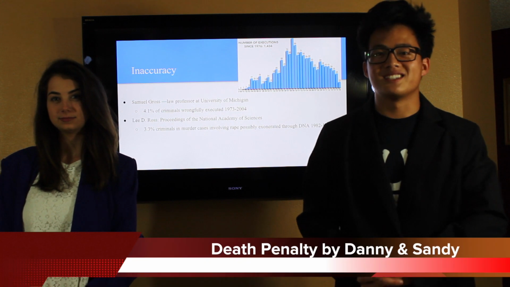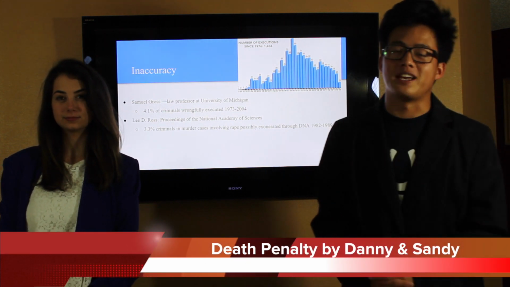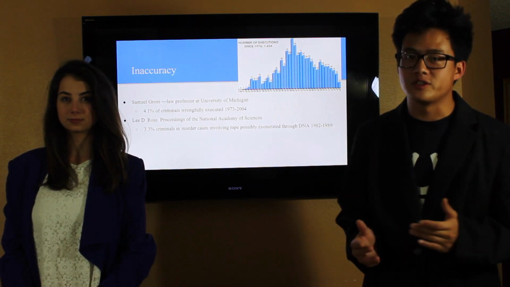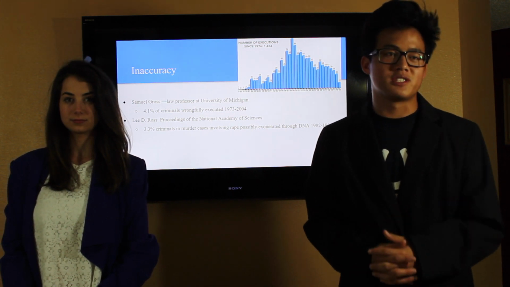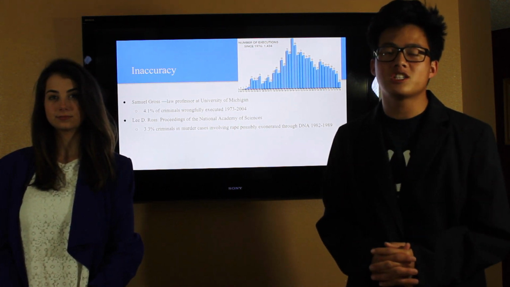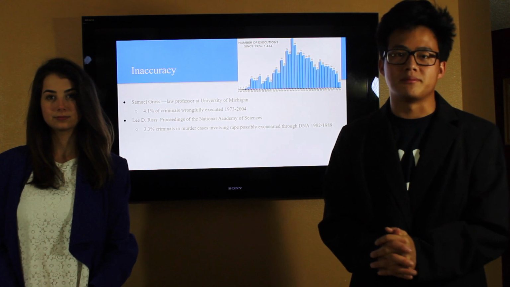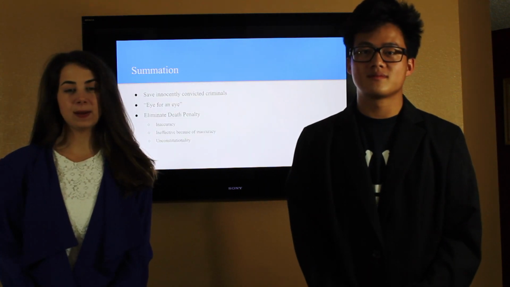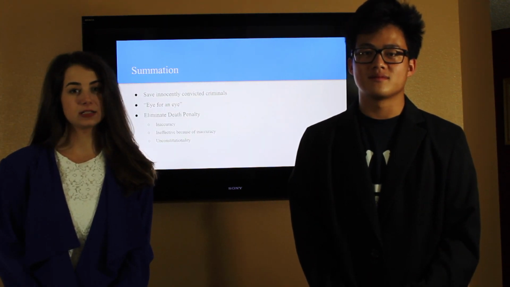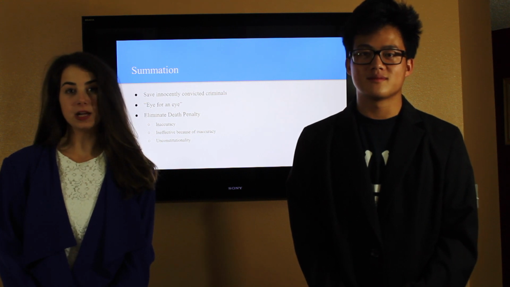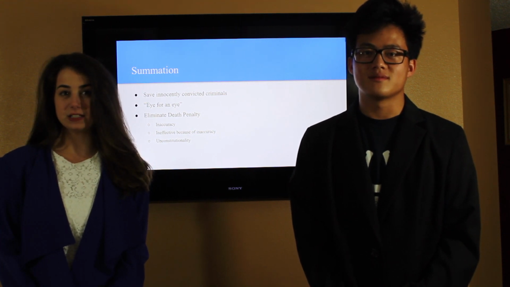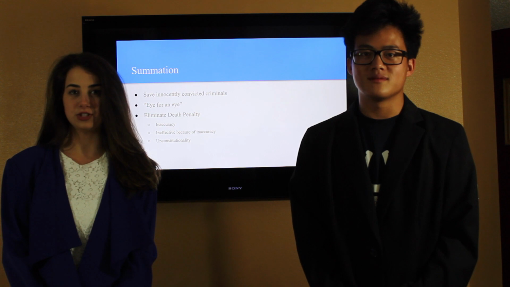The death penalty has been consistently proven to be inaccurate. For example, Samuel Gross, a law professor at the University of Michigan, found that 4.1% of the people who have been executed through capital punishment since 1976 have actually been proven innocent. In summation, despite serving an eye for an eye style of justice, the death penalty must be eliminated because of its inaccuracy, ineffectiveness at preventing crime, and unconstitutionality.